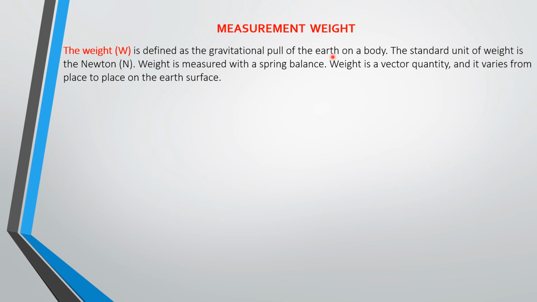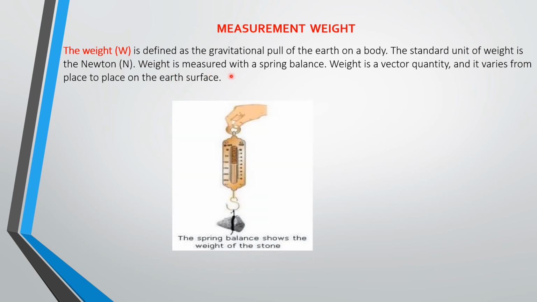Now the standard unit for weight is the Newton. So that tells you that weight is a force. It is a force that pulls us down. So the standard unit for weight is the Newton, which is also the unit for force. And weight mostly is measured with a spring balance. So this is a picture of a spring balance. When you add your weight to the spring balance, you see the lever on the spring balance begin to move until it balances. Once it balances, you take a weight from there. So weight is a vector quantity, and one thing you need to take note of is that weight varies from place to place on the Earth's surface.